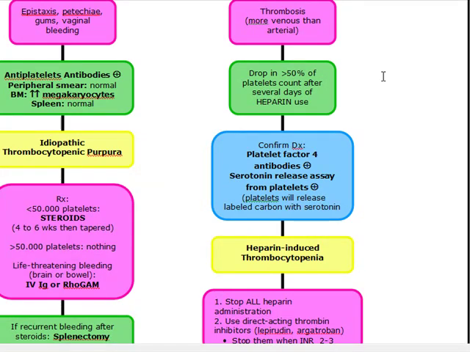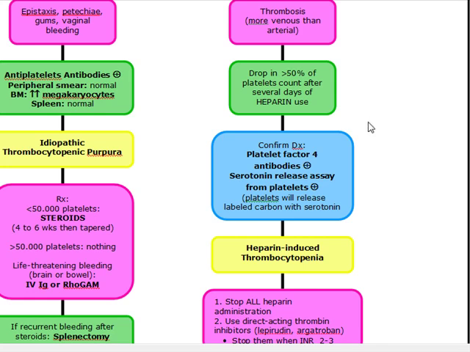And one thing that we actually use to prevent heparin-induced thrombocytopenia is we give heparin and warfarin together. We don't give warfarin a couple of days after heparin. We actually give heparin and warfarin together because the warfarin actually helps prevent the heparin-induced thrombocytopenia. But heparin-induced thrombocytopenia is an immune-mediated thrombocytopenia, and it usually occurs 4 to 14 days after the initiation of heparin.